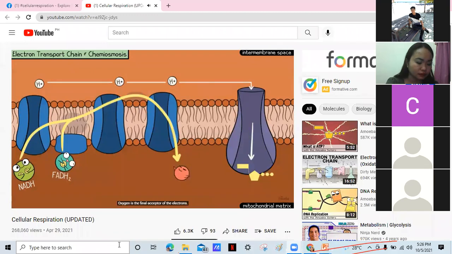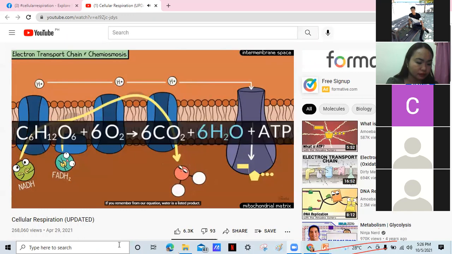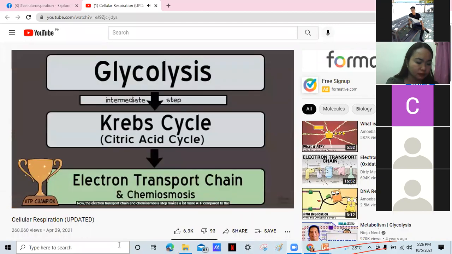Oxygen is the final acceptor of the electron. When oxygen combines with hydrogen, you get H2O, water. If you remember from our equation, water is a listed product. Now, the electron transport chain and chemiosmosis step makes a lot more ATP compared to the other 2 previous steps.